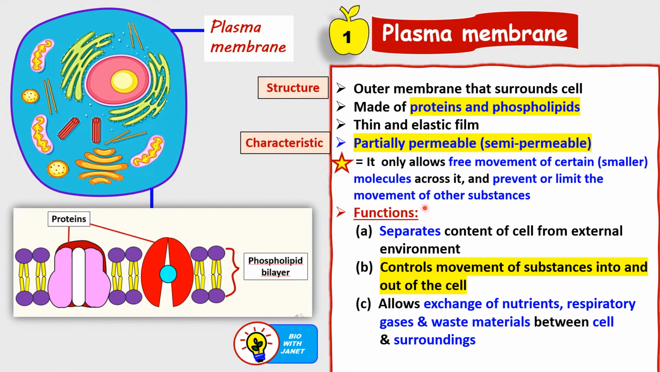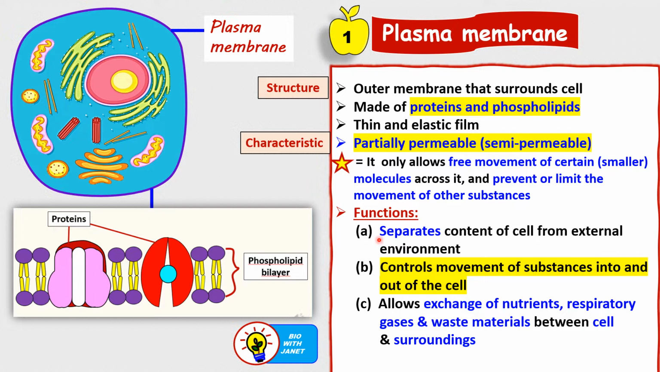Now, the functions of the plasma membrane, there are three here. The one that I highlight is the most important one that you can write down as the main point. If you're asked to give one function of the plasma membrane in the exam, then you can write it controls the movement of substances into and out of the cell. Okay, now let's start with the first one, functions.